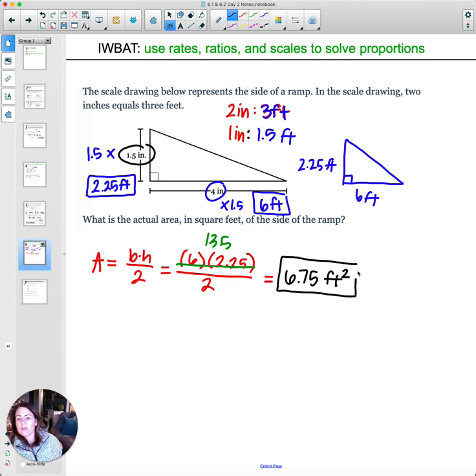So be careful here that you actually convert first, okay, because you can't figure out the area of this and then just use the scale factor. Okay, and we're going to learn about that next trimester, about how you can do it that way, but make sure you convert the sides first and then find the area.